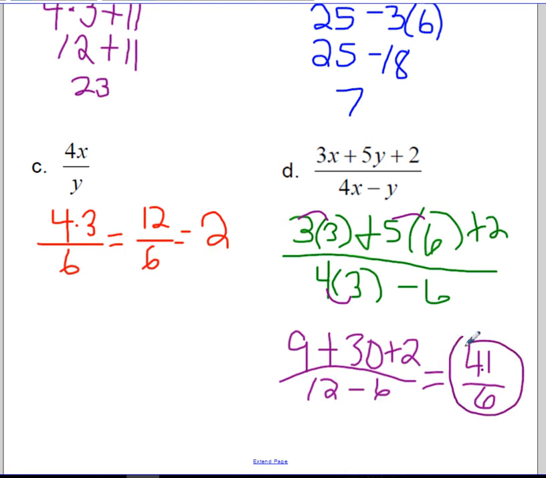So we can leave our answer as 41 over 6, or we can write it as a mixed number if you want to do that. And 6 times 6 is 36, with 5 more to get to 41. So you could also write your answer as 6 and 5/6. Try and write that a little bit neater for you. There it goes. So those are examples of evaluating expressions.